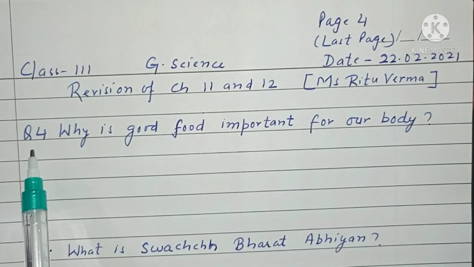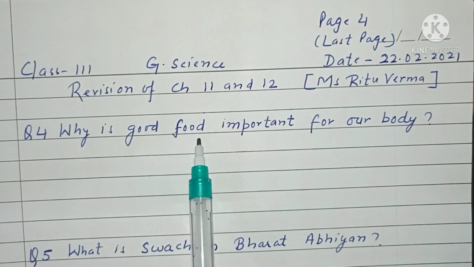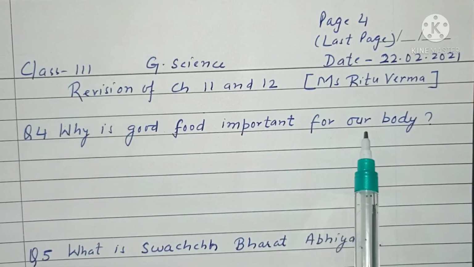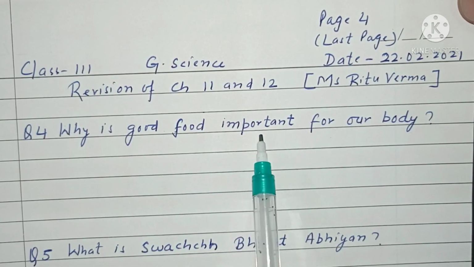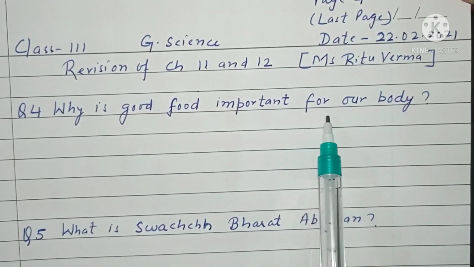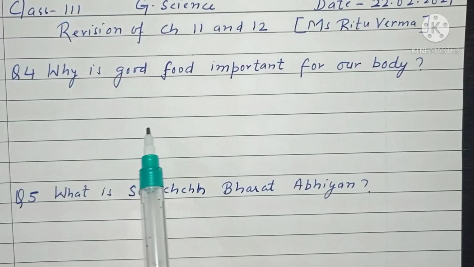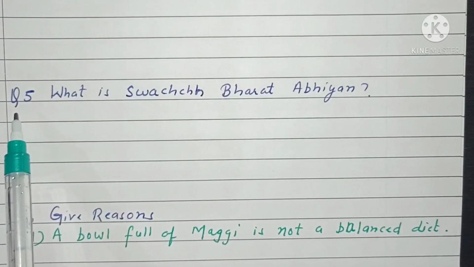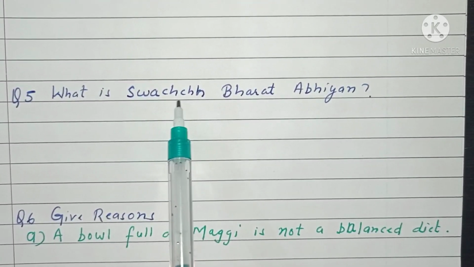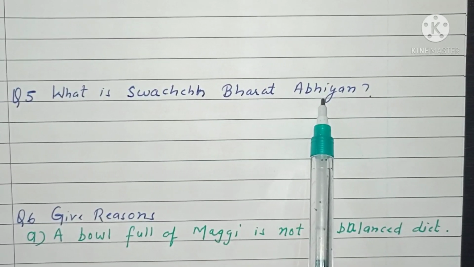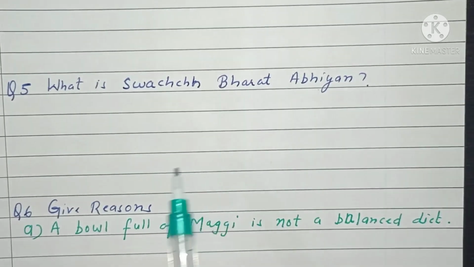In question number 4, we have to write why is good food important for our body. Children, good food plays a very important role for maintaining our body. So learn the answer and then write it down. In question number 5, we have to write down what is Swachh Bharat Abhiyan. So write the answer for this question.